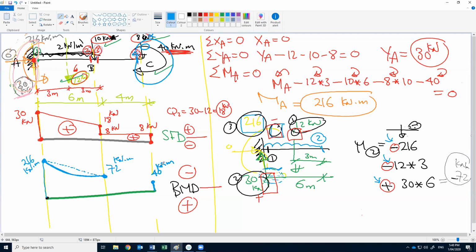How do we connect from 72 to 40? Straight line. Do we have any moments or any uniform load? No. So we connect it with a straight line. If you notice, for this part we have a uniform distributed load, so parabola. Here we don't have any uniform load, so straight line.